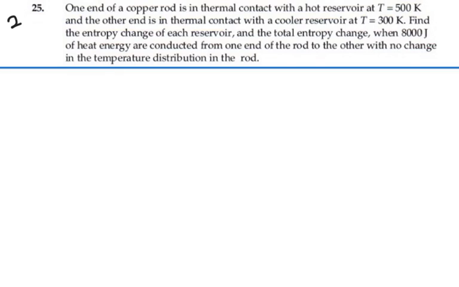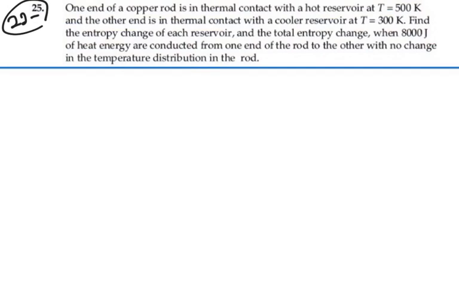Here's problem 2225. One end of a copper rod is in thermal contact with a hot reservoir, T of 500 K, and the other end is in thermal contact with a cooler reservoir, T of 300 Kelvin. Find the entropy change of each reservoir and the total entropy change when 8,000 joules of heat energy are conducted from one end of the rod to the other with no change in the temperature distribution in the rod.